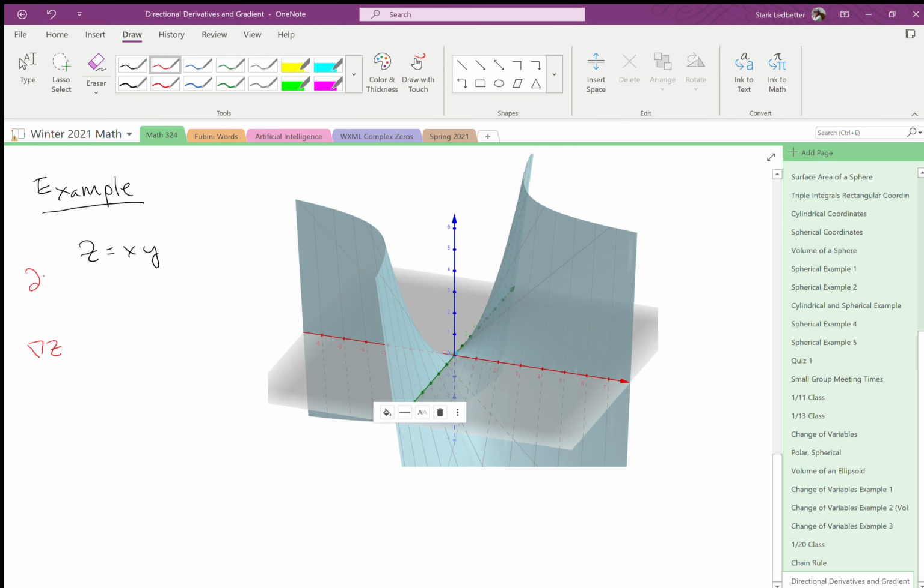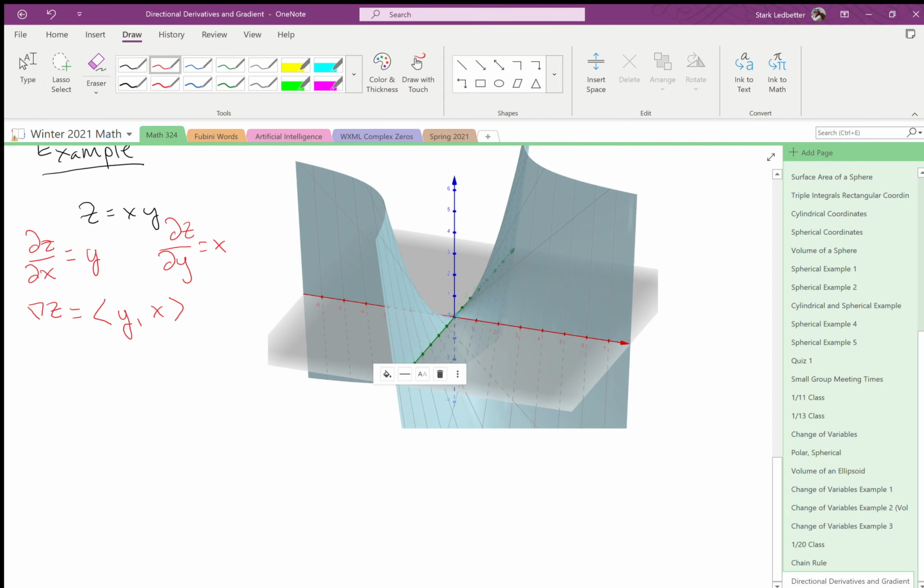And you don't necessarily have to show this part once it's familiar to you, but I'll just show it to you so you can tie everything together. The partial derivative of z with respect to x is y, and the partial derivative of z with respect to y is x. So del of z is just the vector with those things as the components. So it's going to be y comma x.